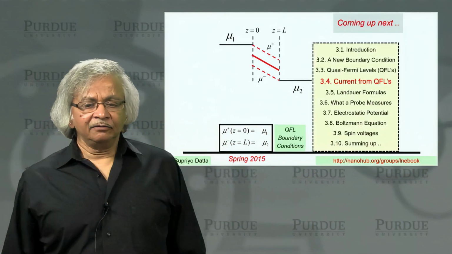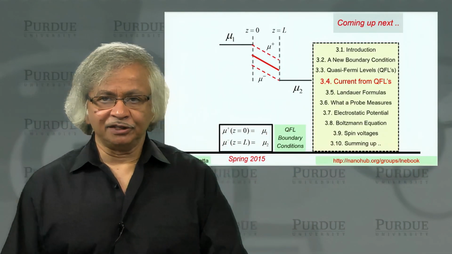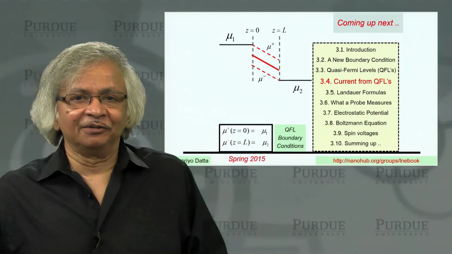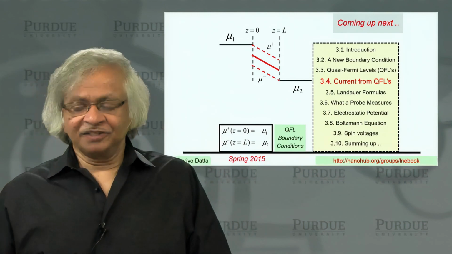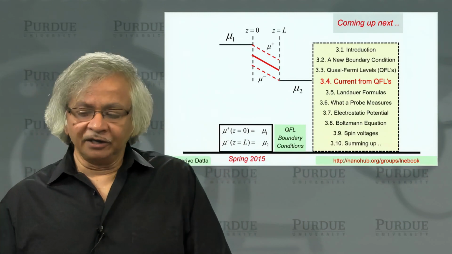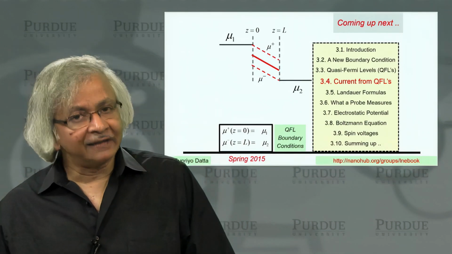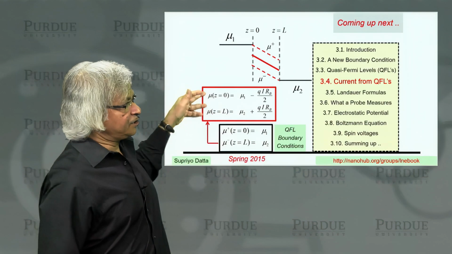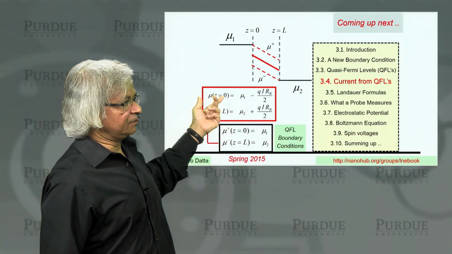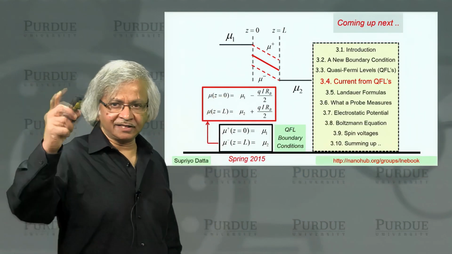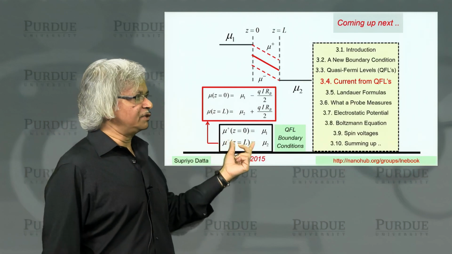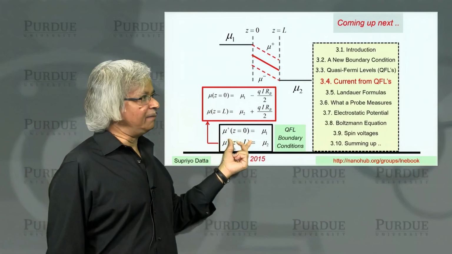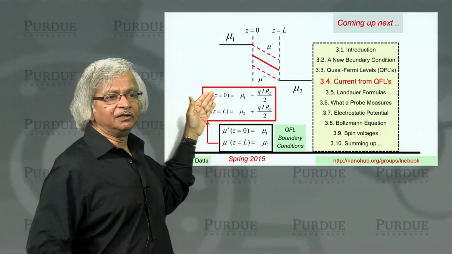So with that, we are ready to move on to the next step. These are the quasi-Fermi level boundary conditions. The question is, how do we connect them to the boundary conditions we talked about in the last lecture, which is for the average of them, that is, the electrochemical potential. So what we'll show in the next lecture is how what we just obtained implies what we had deduced earlier.